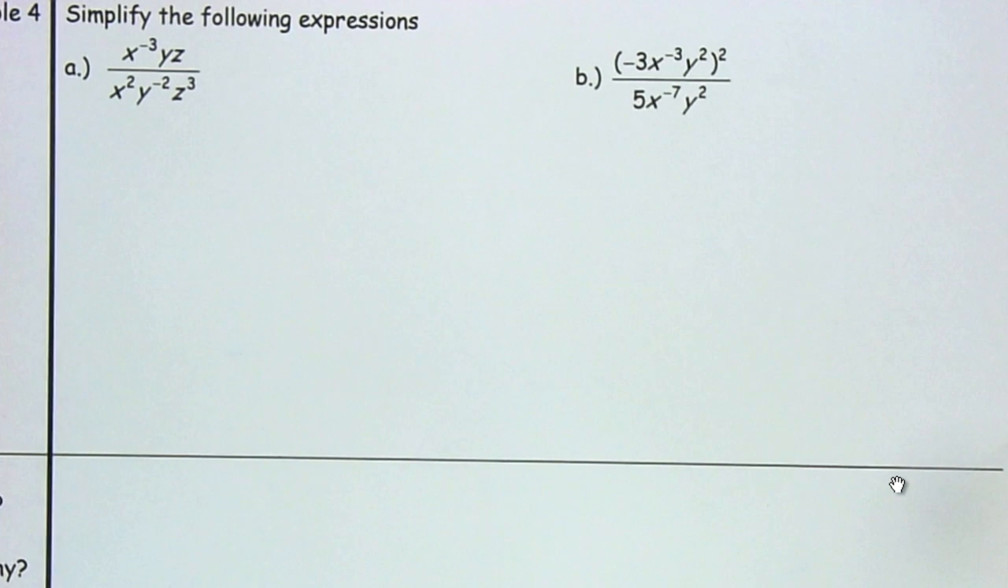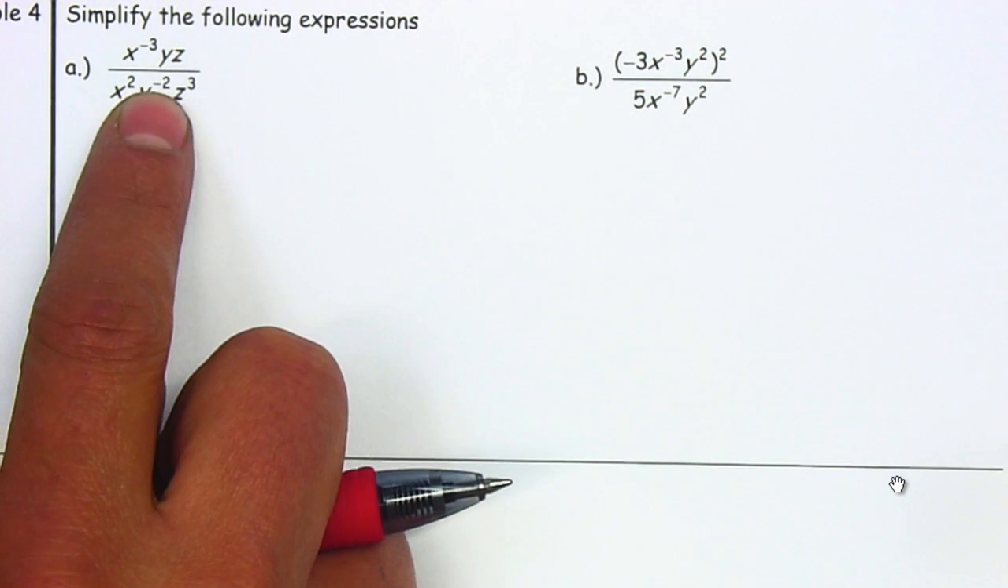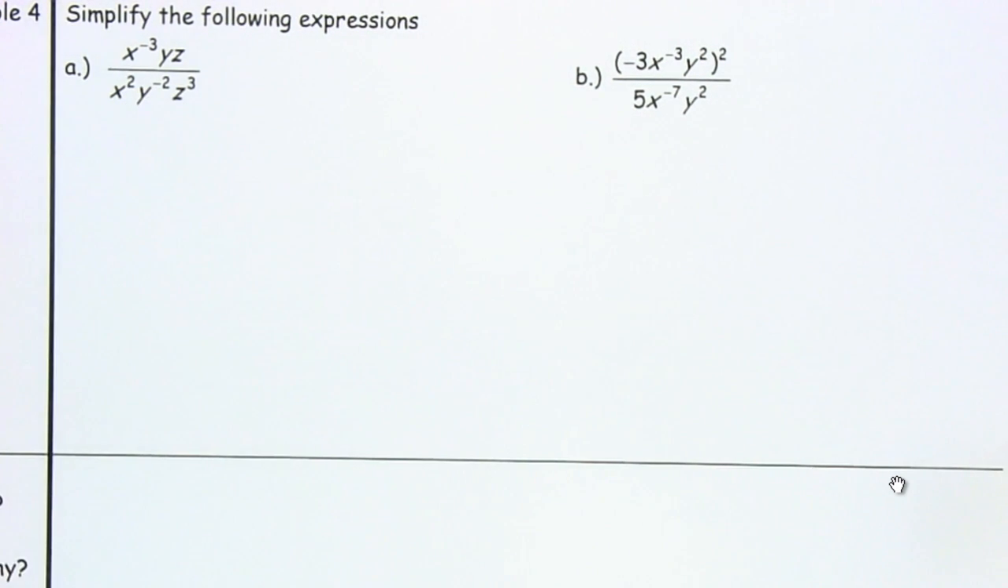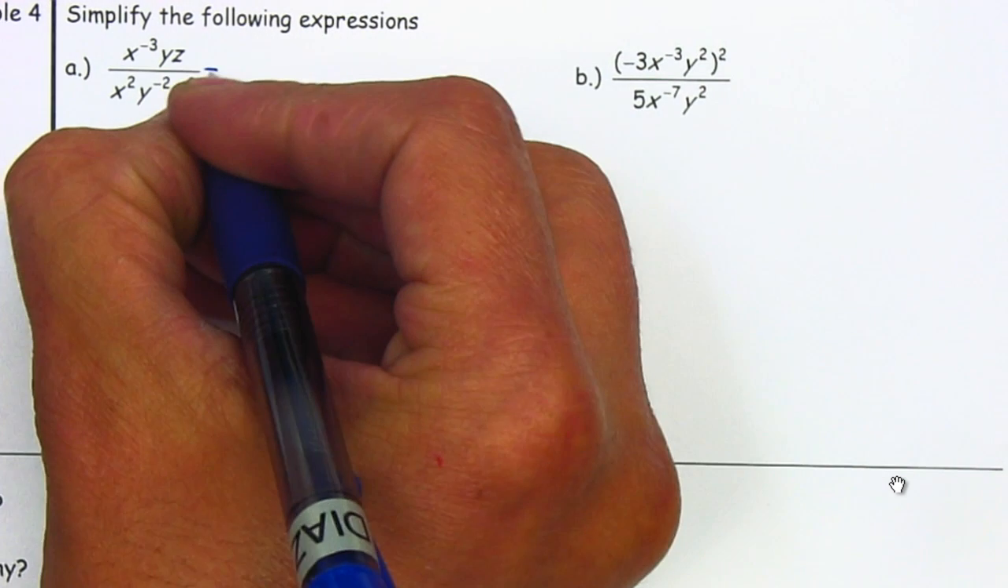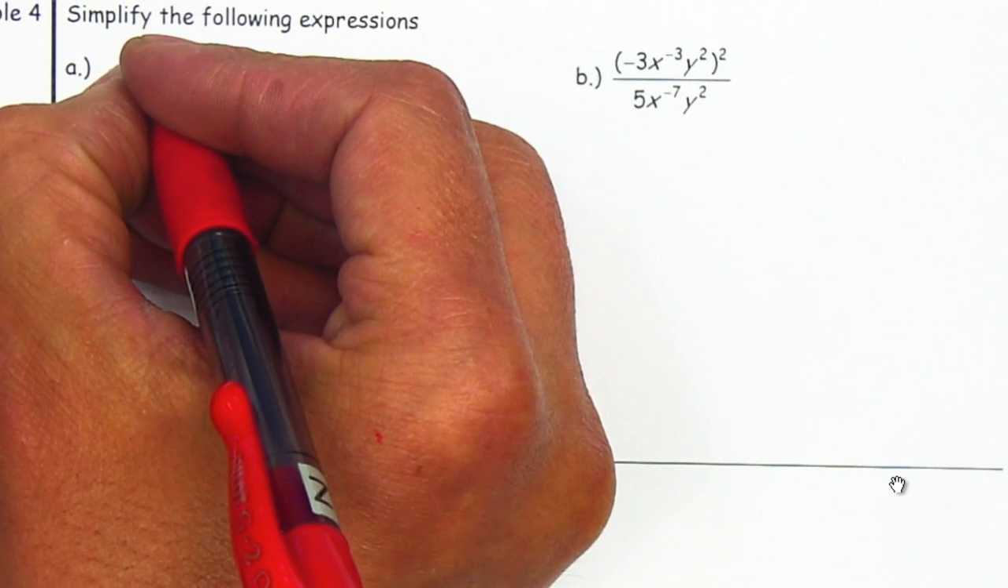Now let's continue to example number 4 on the back side. If you notice, I have negative exponents. We don't want to work with negative exponents. We want to be able to make them positive. In order to make an exponent positive, we're basically going to switch it.